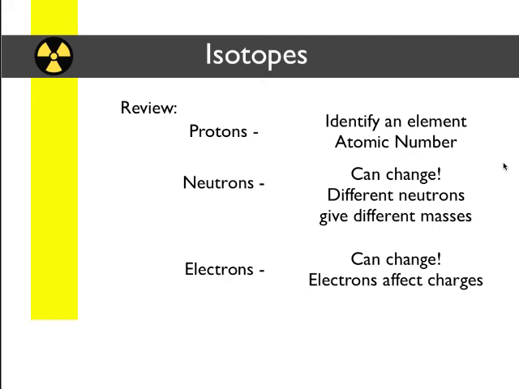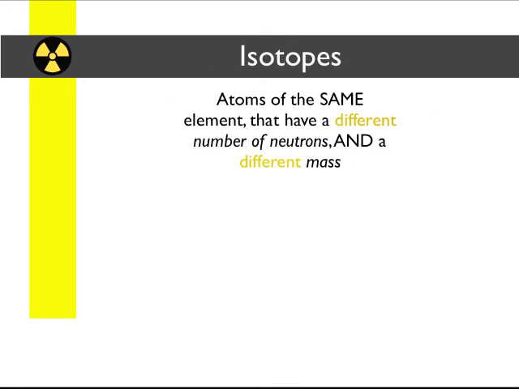If you have more electrons than protons, you get negative. If you have fewer electrons, it's positive. Those affect the charge. So we've talked about electrons and protons and compared them in some pretty good detail. With isotopes, we're going to talk about the neutrons more than anything. Here's a definition of isotopes. They're atoms that are the same element, so they have the same number of protons, but a different number of neutrons, which gives a different mass.